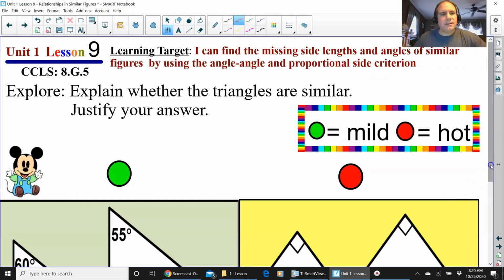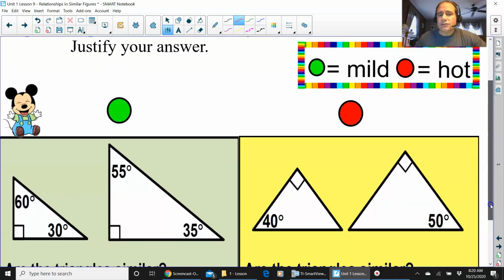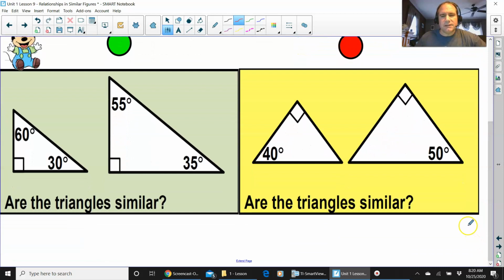All right, so here we go. Explain whether the triangles are similar. They're not telling you that the triangles are similar, so you're going to have to work this out. Go ahead, try, prove it. Once you say it's similar or not, just prove it. Justify your answer with a small sentence, and that is about it. You can try the problems, press pause, and we'll review now.